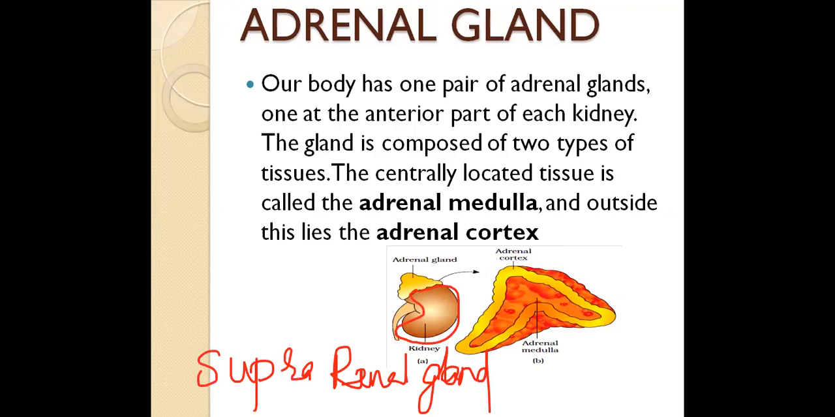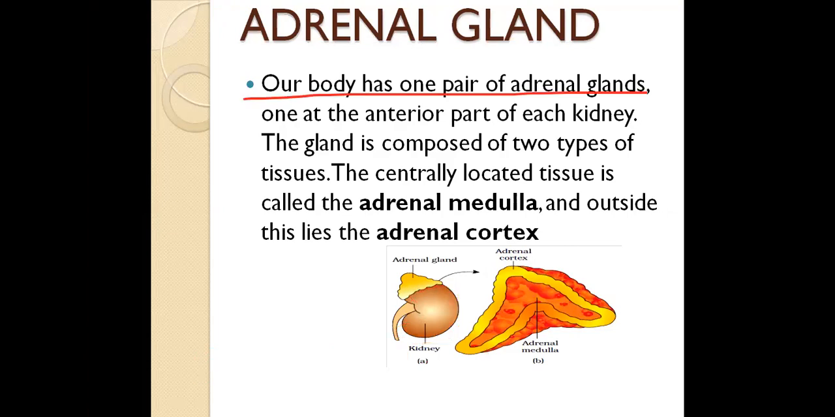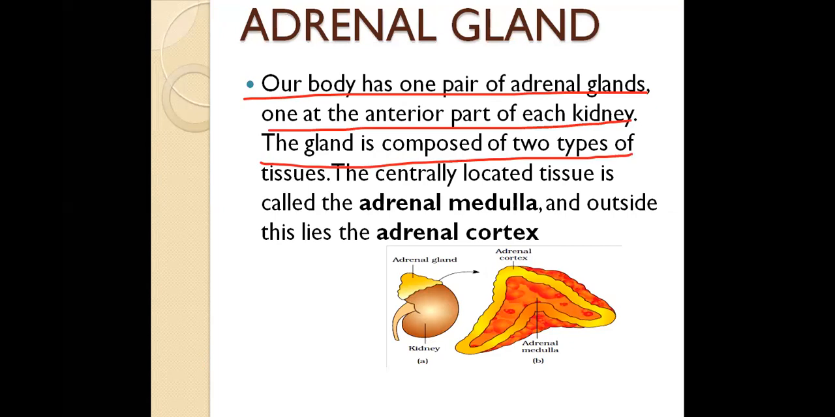Next, our body has one pair of adrenal glands like this, one at the anterior part of each kidney. The gland is composed of two types of tissues.